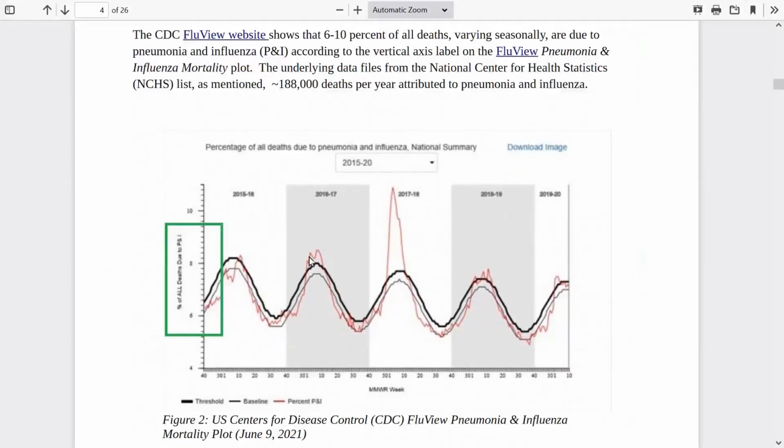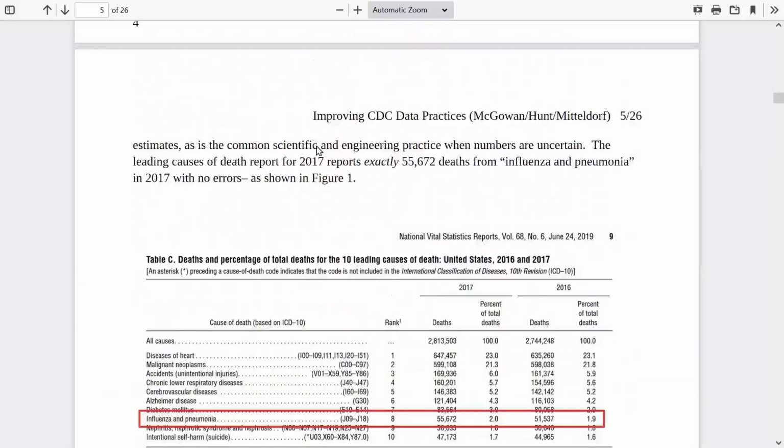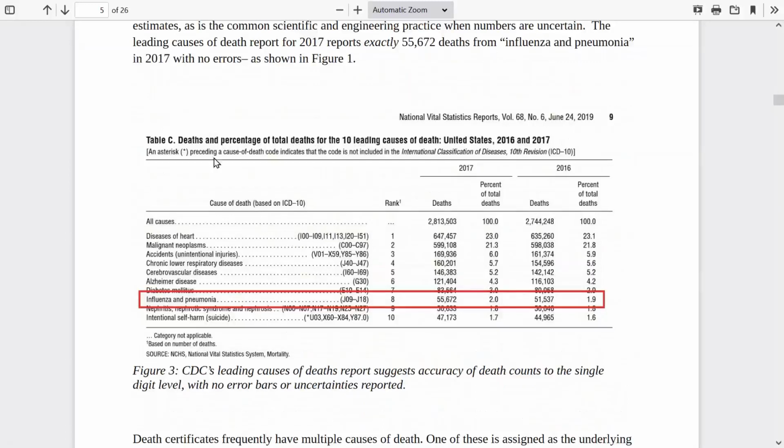And here is a better shot of the FluView pneumonia and influenza mortality plot. The scary red line is the percentage of all deaths due to pneumonia and influenza. That's PNI. And this screenshot was taken on June 9th, 2021. And again, you can see it varies from 6% to 8% and even shoots up in some years to 10, 11%. Higher numbers. Much, much higher than the leading causes of death numbers. And here's a bigger close-up. This is the same one I showed before. You can see the whole thing.